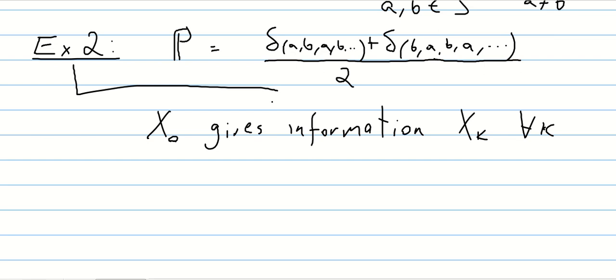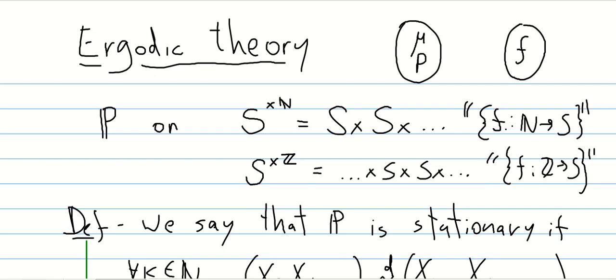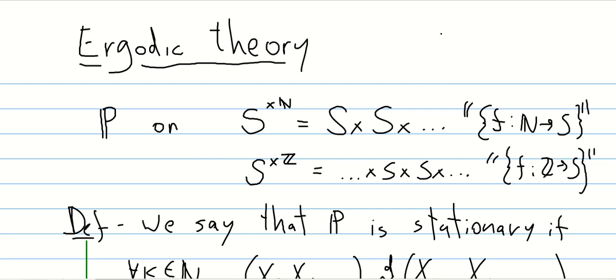Whenever we talk about ergodic theory, we have two ways to approach the subject. One is from the probabilities, sometimes denoted by mu, sometimes denoted by P. And there is another approach that looks at functions. We know that they are dual to each other, so it's kind of equivalent to look at functions or look at probabilities. Usually we say that a function is ergodic with respect to a probability, or a probability is ergodic with respect to a function.